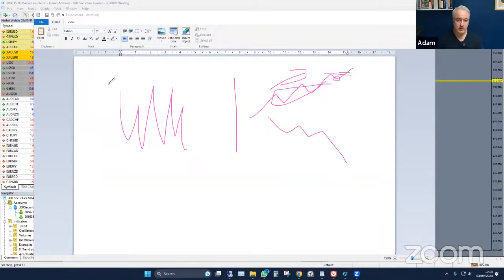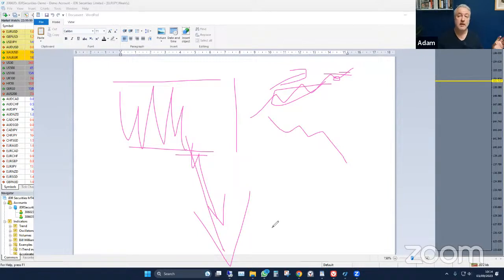Now, here's the only other thing I want to add to that: if you have a range and price breaks out of a range, it can start trending. So ranges are something to pay attention to insofar as they could become a brand new trend during the week. Okay.